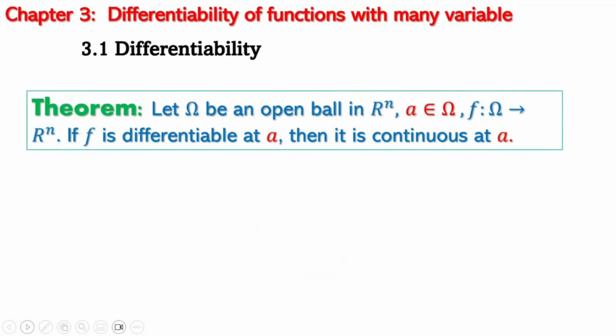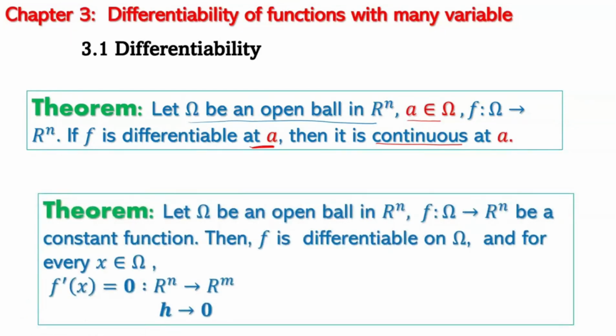Okay, now we have a theorem here, which is a general theorem and true for any differentiable function. If omega is an open ball in Rn and a belongs to omega, and f is differentiable at a, then it is continuous. So this is like the calculus 1 single variable result, that every differentiable function is continuous. The same conditions give that every differentiable function is continuous on Rn.